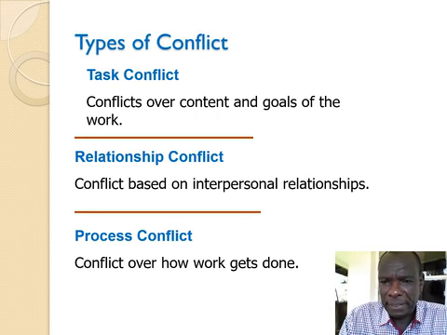Types of conflicts. We have the task conflict, which are conflicts over content and goals of the work. There's relationship conflict, which is conflict based on interpersonal relationships. And there's a process conflict, which is conflict over how work gets done.